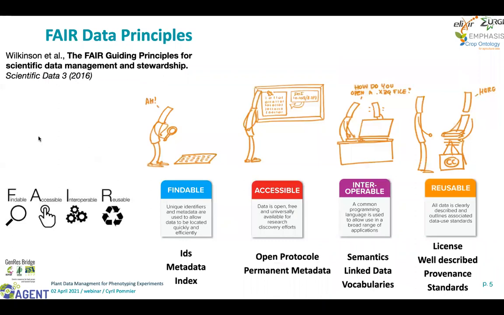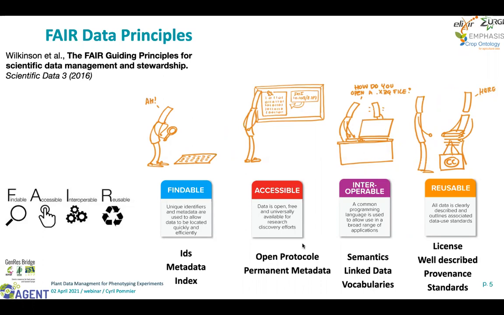And to be able to do this, we need to apply the FAIR data principles. I think most of you have heard about those. They were published 5 years ago now by Wilkinson et al. The publication is here. And FAIR stands for findable. It means having IDs, metadata, so a description of your dataset, and indexing, to find easily your data or the data of others.